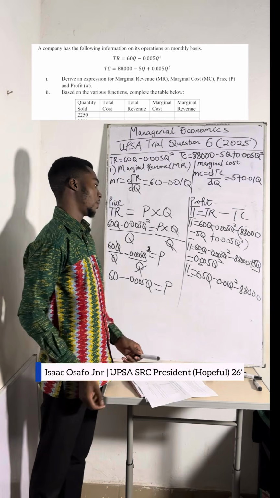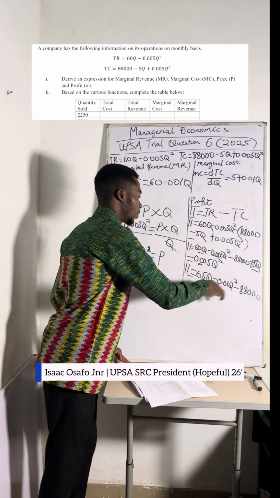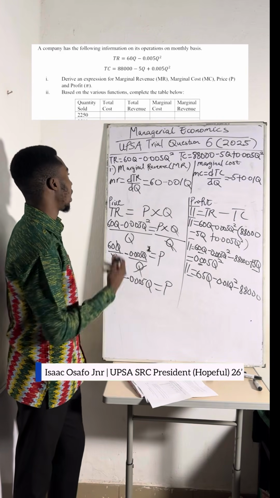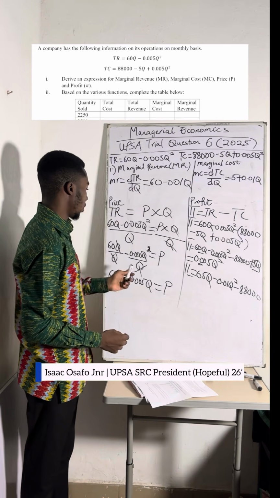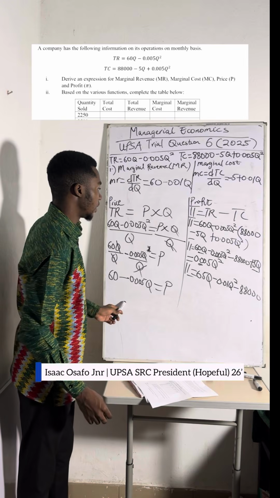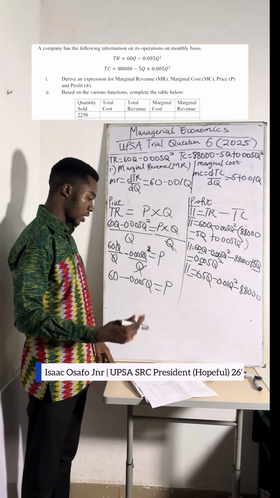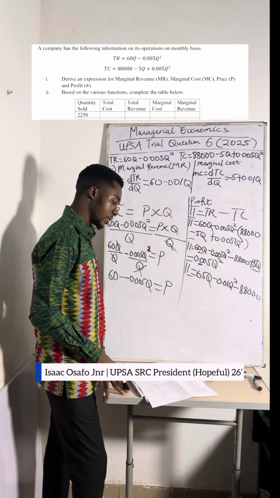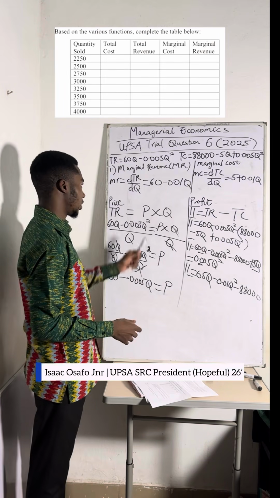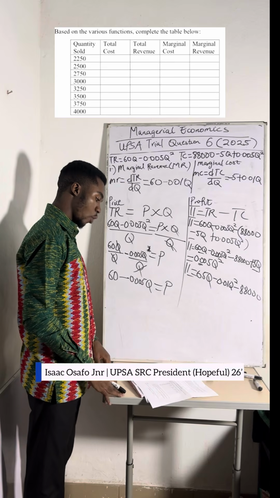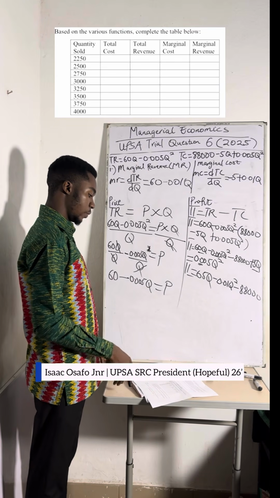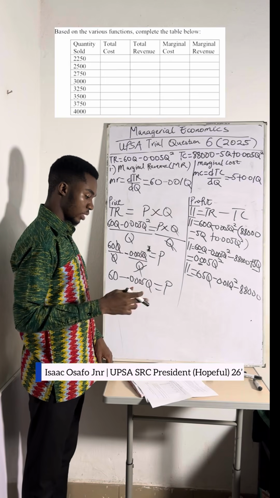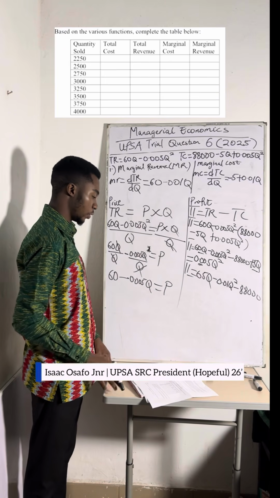You can bring any of them first, or just interchange them. You are going to get the same answer. Do you get it? So now we found an expression for marginal revenue, marginal cost, the price, and profits. So now let's go to part II of the question. They said, based on the various functions, we should complete the table below. You've been given the quantity sold, then total cost, total revenue, marginal cost, and marginal revenue, and we should find each of them.